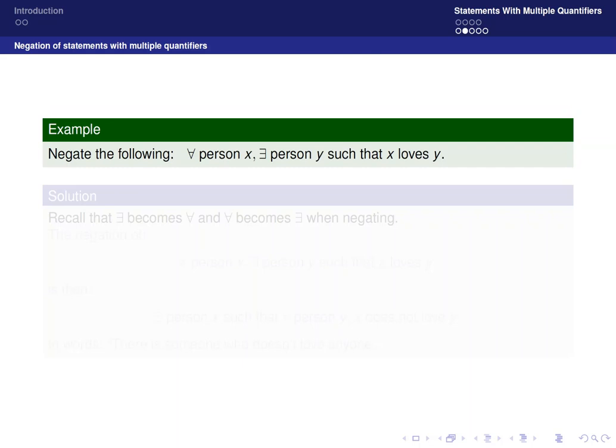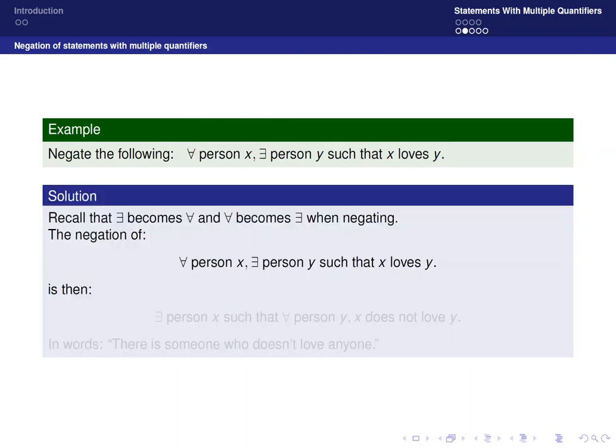So let's practice by negating: for every person x, there's a person y such that x loves y. So again, when I negate, this is going to become existential. When I negate, this becomes a universal. And I'm going to have to write down that x does not love y. So there it is. There exists a person x such that for every person y, x does not love y. So there's a person who doesn't love anyone.